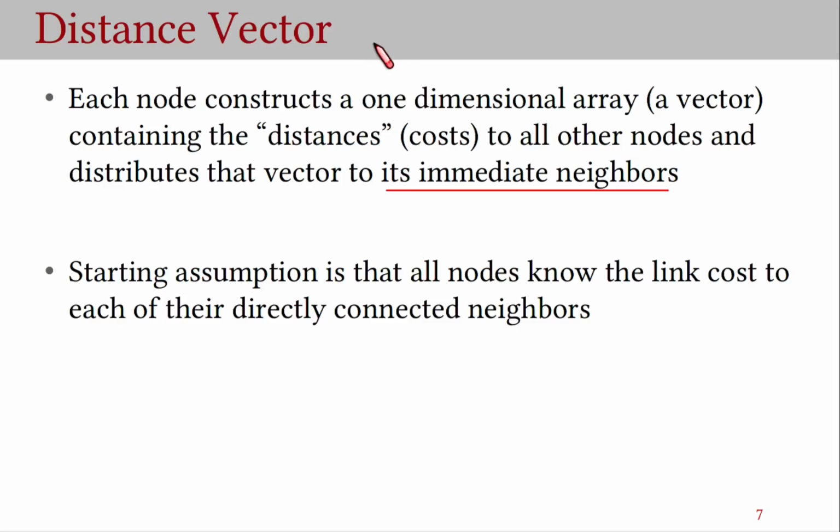Distance vector routing is called so because nodes share distance vectors with their immediate neighbors. Each node constructs a one-dimensional array containing the costs to all other nodes. Some of the costs would be known to the node in the beginning. Others it will compute as the algorithm goes through different iterations, and then it distributes that vector to its immediate neighbors. And as I said, we have to start somewhere. So the starting assumption is that all nodes know the link cost to each of their directly connected neighbors, and eventually every node would know the cost to all other nodes in the network.